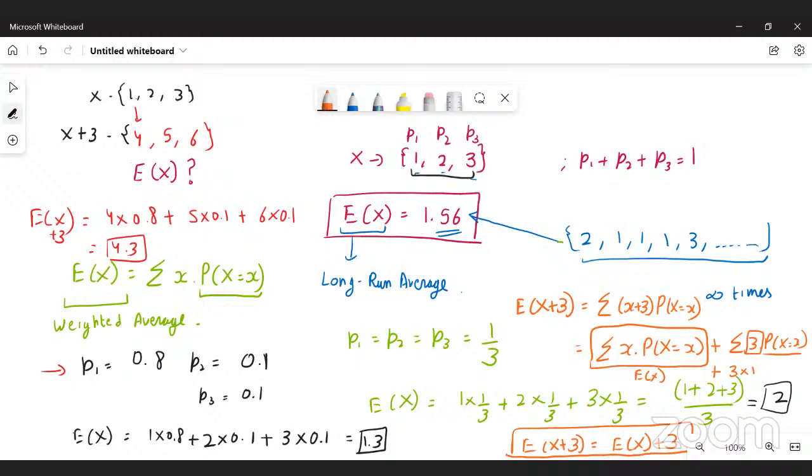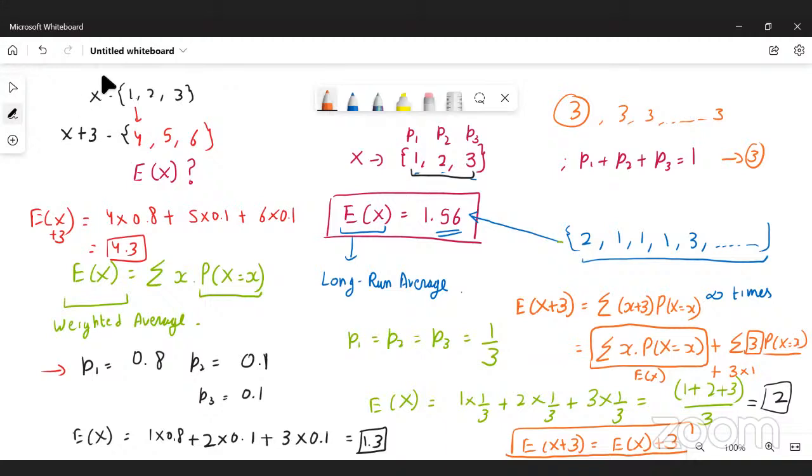From here, you can also conclude that the expected value of a constant is the constant as well, because if you take the average of that one constant number, suppose I have 3, and suppose you got 3 a thousand times, you take the average of it, you will still get 3, right? So the average of a constant is the constant itself. That's why the expected value of a constant is that constant value only.